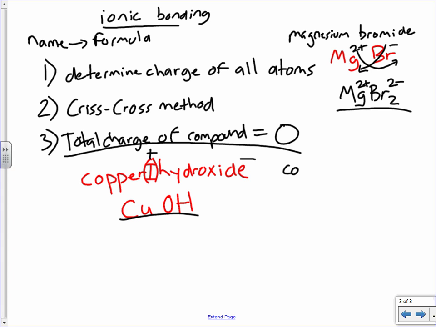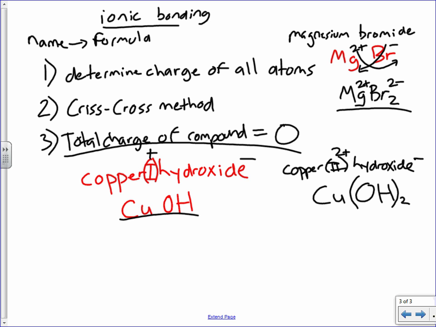What if we had copper 2 hydroxide? All right. Copper 2 has a +2 charge. So if you crisscross those charges, the 1 goes to the copper right here, but you don't need to write it. The 2 goes to the hydroxide. Okay, but we can't write it like that because that looks like we have 2 hydrogens. That's not the case. We have 2 hydroxides, so we write it with parentheses, Cu(OH)2. So this is copper 2 hydroxide.